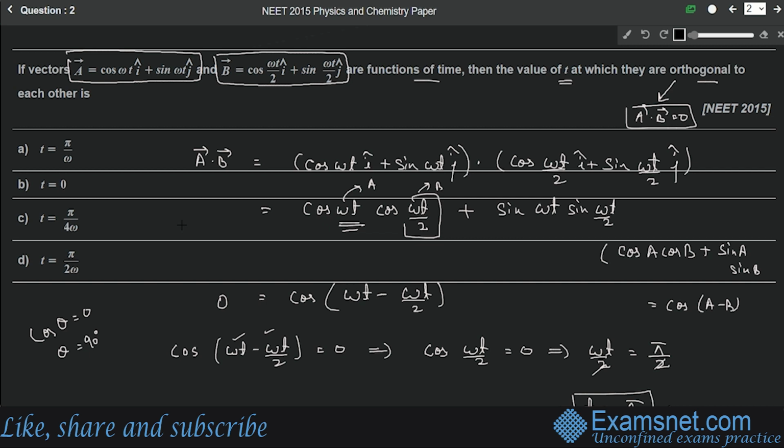So let's see. Option A will be the correct answer. At time t equals pi by omega, they will be orthogonal to each other. Option number A is the correct answer.